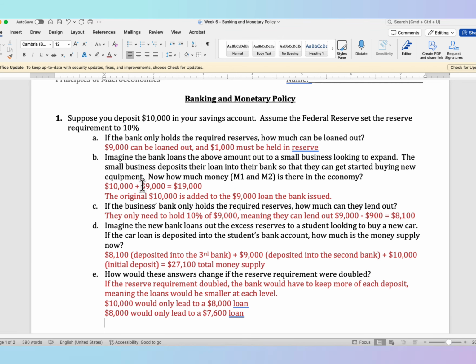Now, instead of having 10,000 plus 9,000, a total of $19,000 at the second point, we have 10,000 plus 8,000, only $18,000, and it continues to get smaller because the reserves are higher. So how much banks have to hold on reserve can really control that money supply.